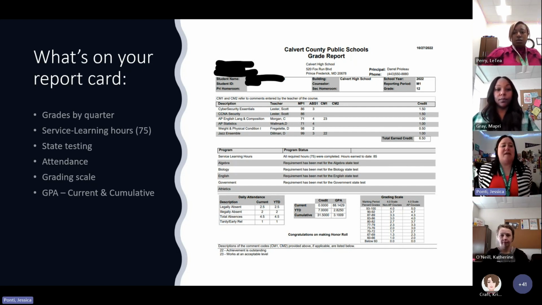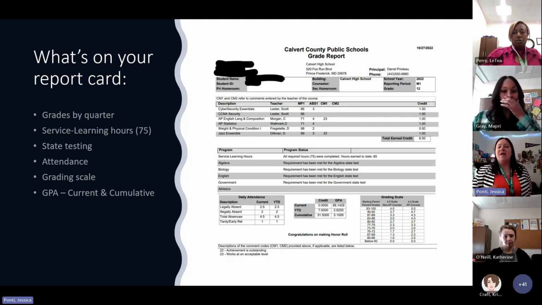So back to the state testing. If a student hasn't taken a test, like for example, if you're a 9th grade student and you haven't yet taken government, that is going to default on here and tell you that you have not met your government state test. And I understand that that might cause you to panic, but if you haven't taken it, it's going to show up as not met. So do not panic. It could also mean that you just haven't had the opportunity to take it yet.